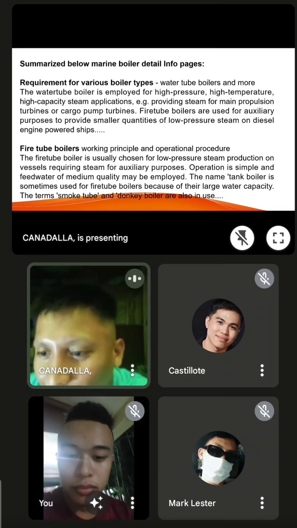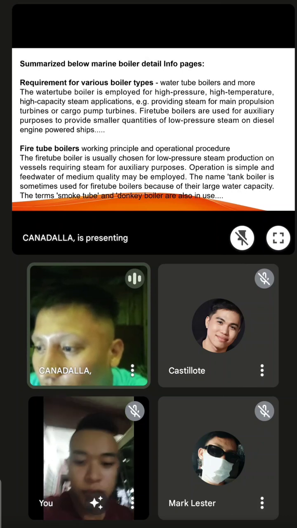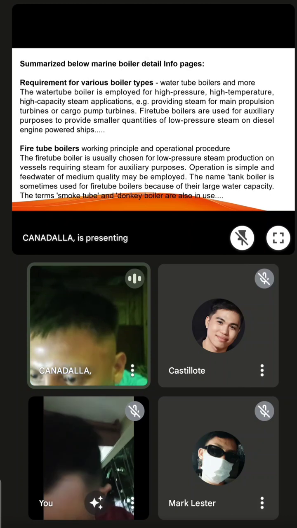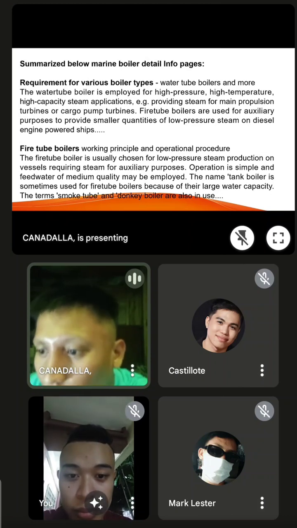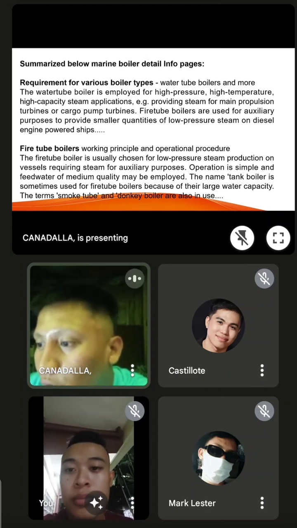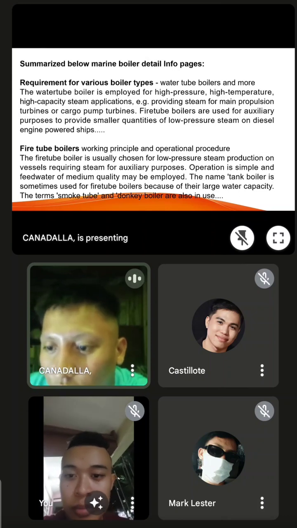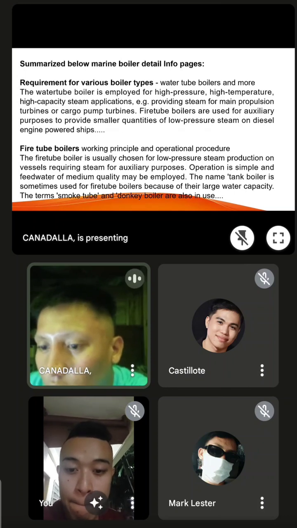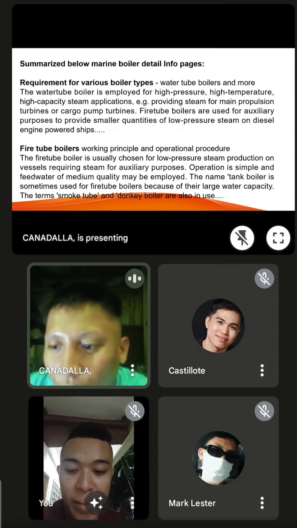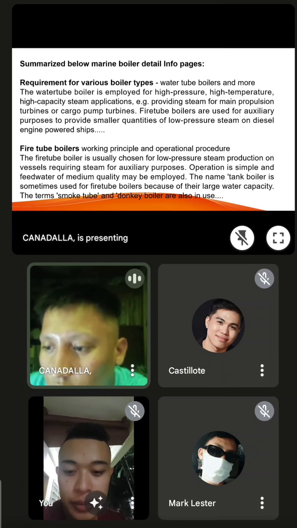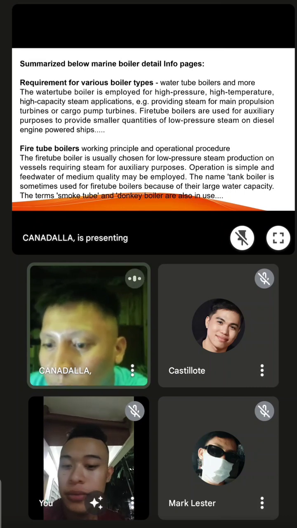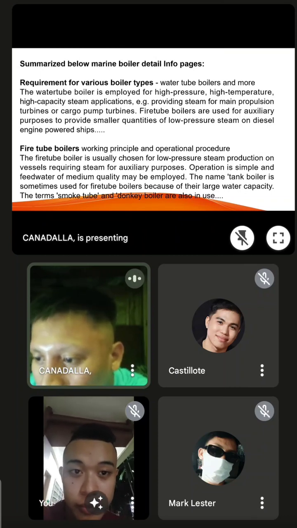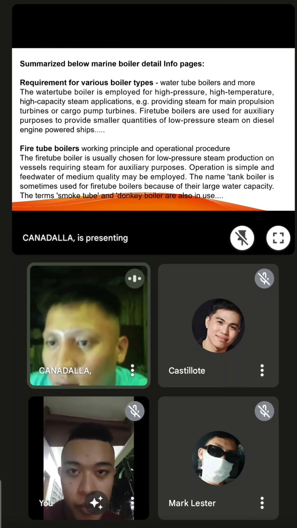The fire tube boiler is usually chosen for low pressure steam production on vessels requiring steam for auxiliary purposes. Operation is simple, and feed water of medium quality may be employed. The name tank boiler is sometimes used for fire tube boilers because of their large water capacity. The terms smoke tube and donkey boiler are also used.